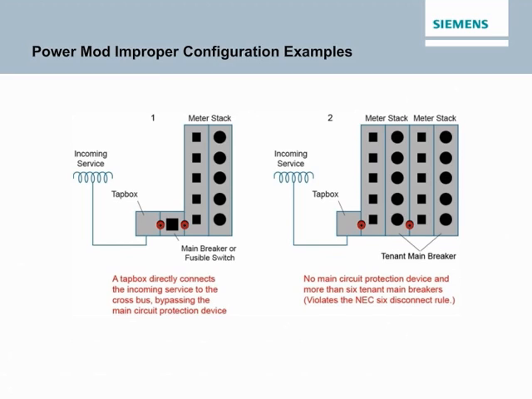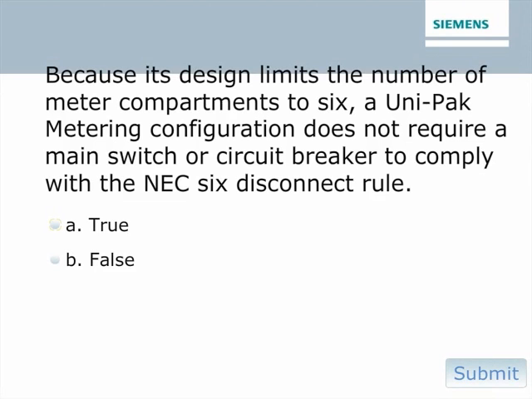Configuration 2 is improper because it does not have a main device and has more than 6 disconnects, violating the NEC 6 disconnect rule. Well, that concludes section 4. Now let's go on to our last knowledge check.